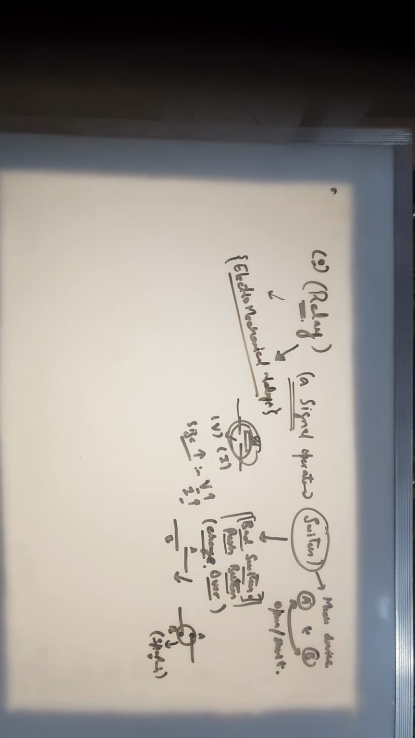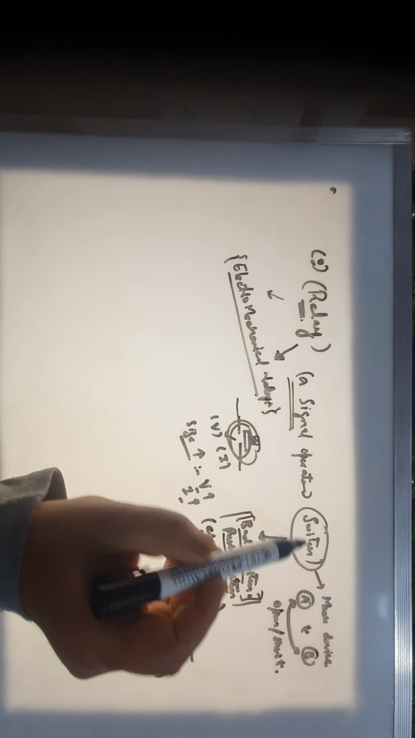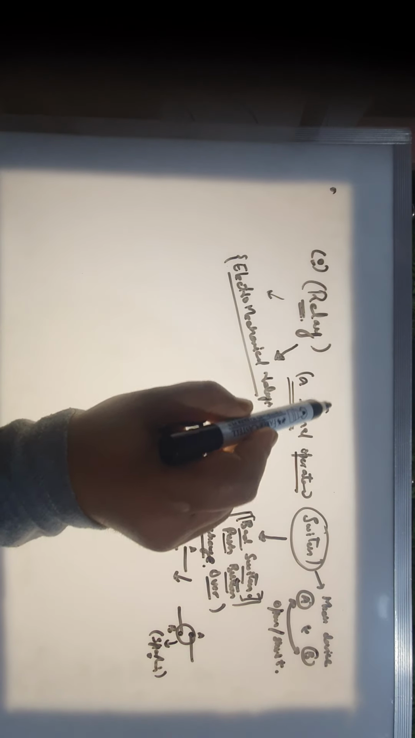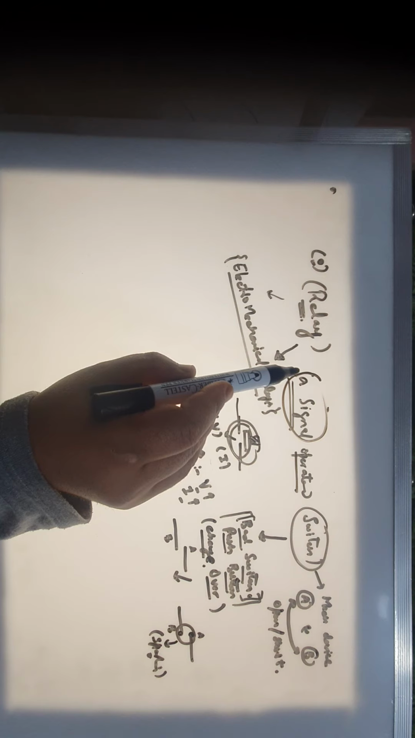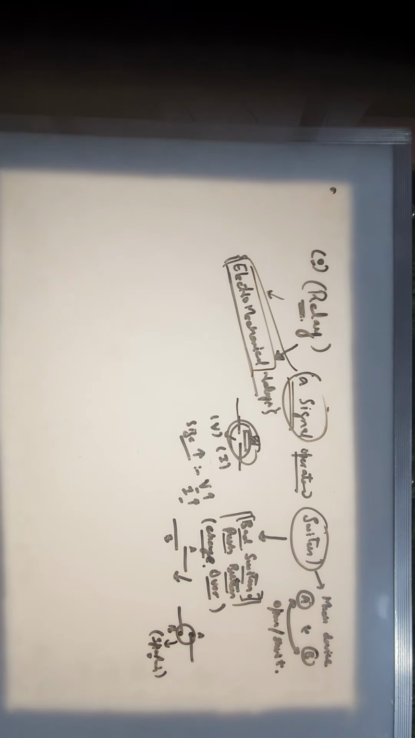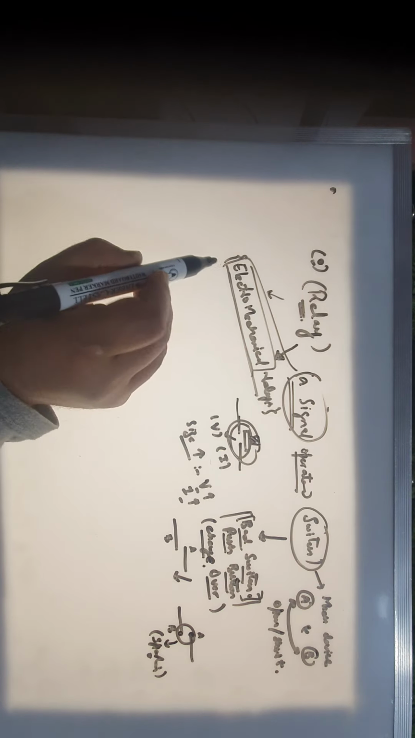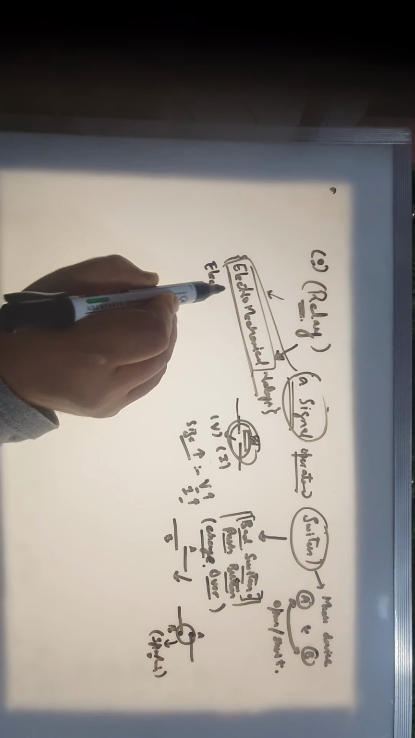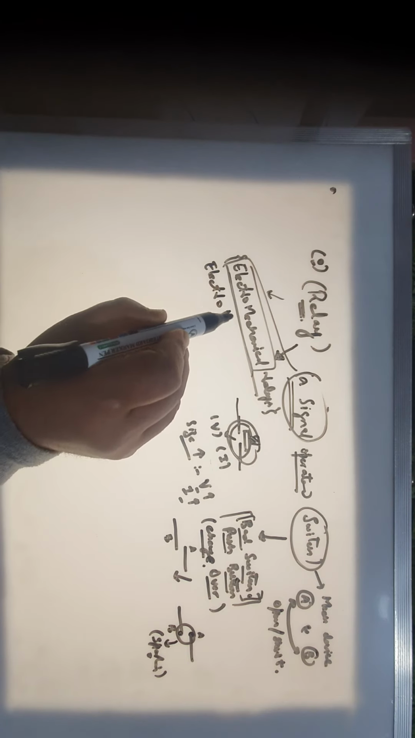Simply, what is an electromechanical relay? It is a switch that is being operated by something that is electromechanical. You give a signal, with respect to that signal, a mechanical output is generated. That mechanical output makes the switch on or off. We also call them electromagnetic relays.